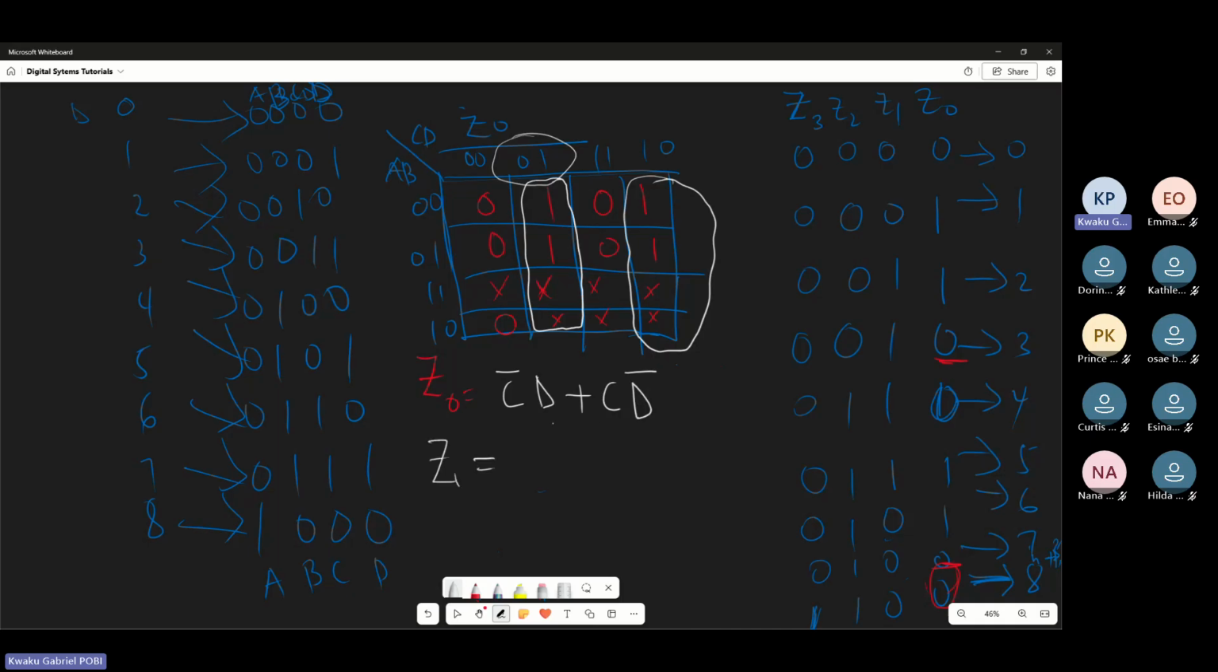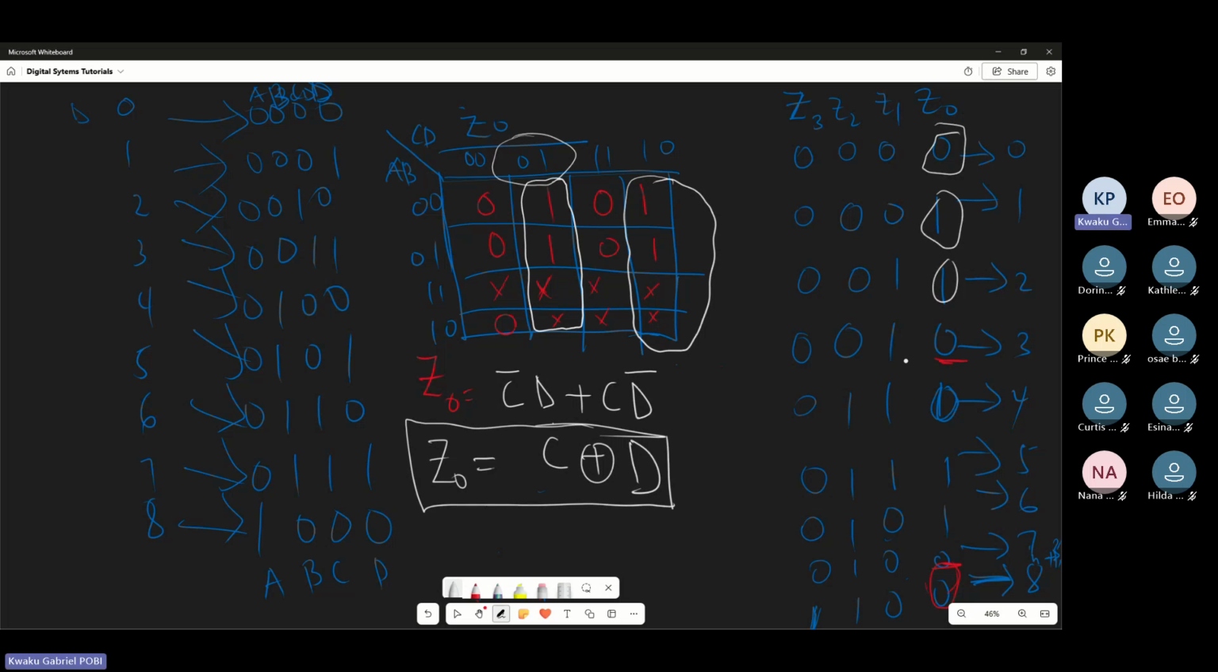So Z0 will be seen as what? C XOR D when you have this expression. So this is your Z0. So when you XOR these together, you get this first part for each of them when you do this C XOR D.